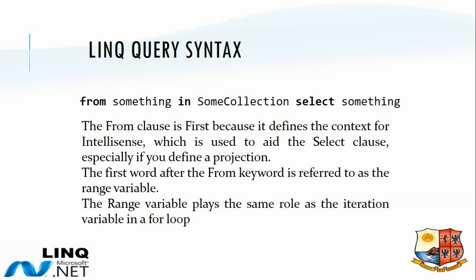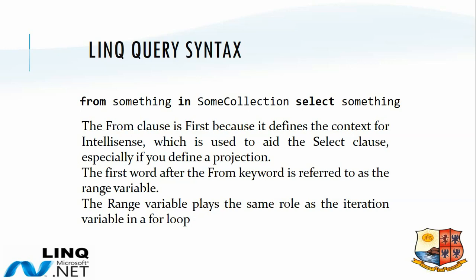Okay, in is a keyword. Please note there are three keywords in that one line: from, in, select. These are keywords. Something is your range variable. Collection is the collection of data or the group of data, whatever you have. Something is what you want to select.